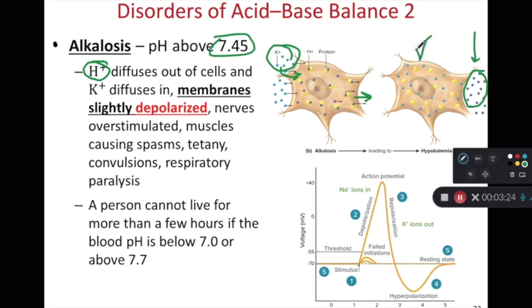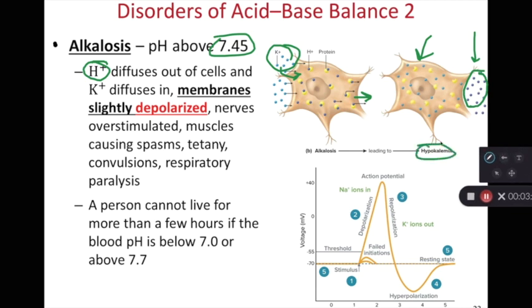But the concentration of potassium in the cell has been elevated, and the concentration of potassium outside of the cell has been lowered. We have hypokalemia as opposed to hyperkalemia. In this situation, our membrane slightly depolarizes as we have more potassium diffusing in. That raises the membrane resting state closer to threshold, and if the resting state is closer to threshold, a smaller stimulus can initiate an action potential.